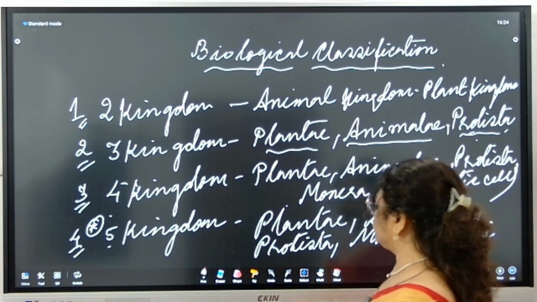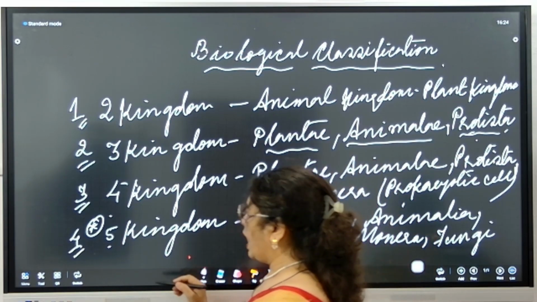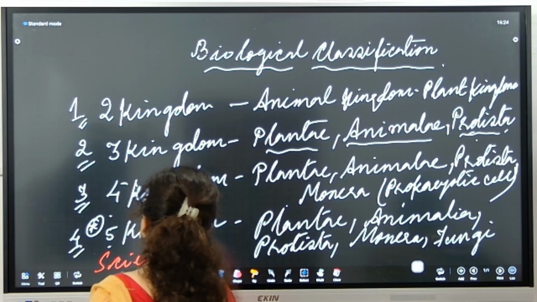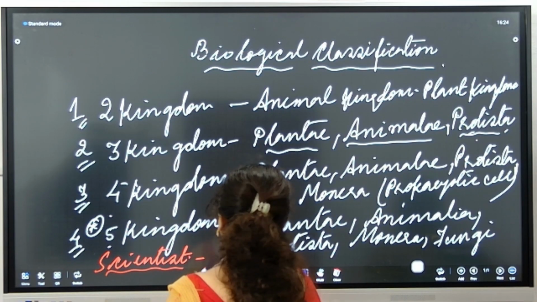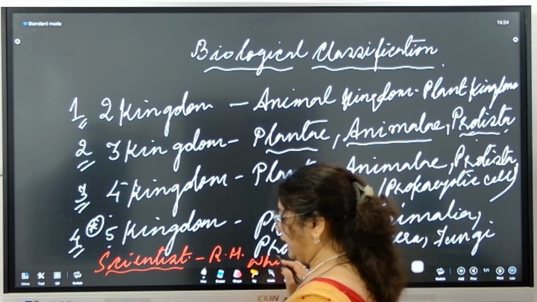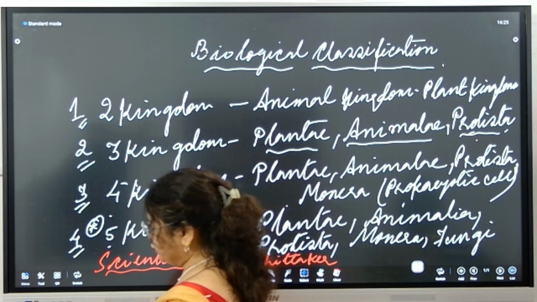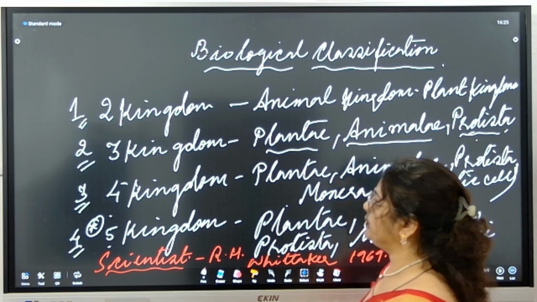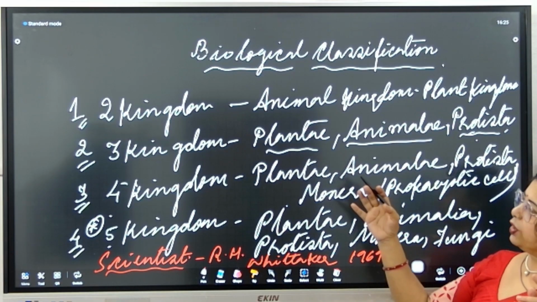The scientist's name is also very important, and you can write the scientist's name as R.H. Whittaker. The names of others you will get in the notes, but this is the important one. So the scientist is R.H. Whittaker, and the year is 1969.